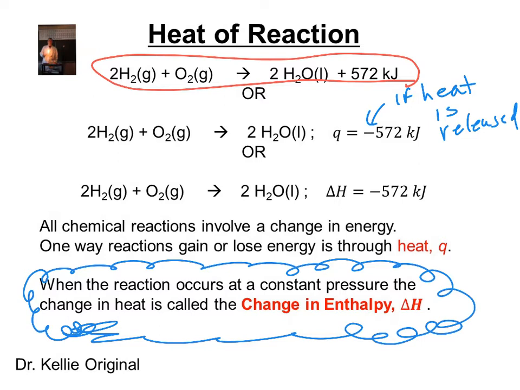And yet another way of writing it, if your reaction takes place at a constant pressure, instead of writing Q for heat, you can write delta H for enthalpy. Couple things to note. This quantity of heat given here, here, and here is in stoichiometric ratio to the reactants in the chemical equation. What do I mean by that?